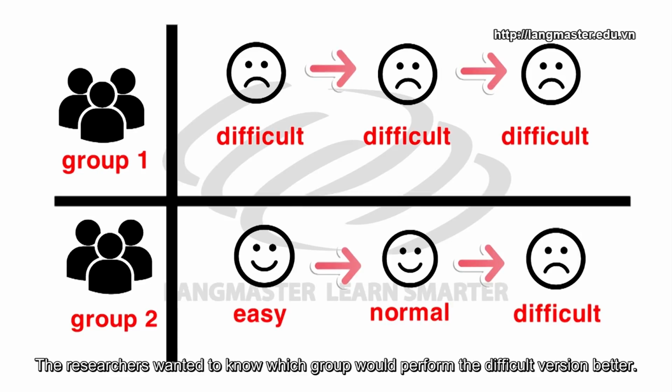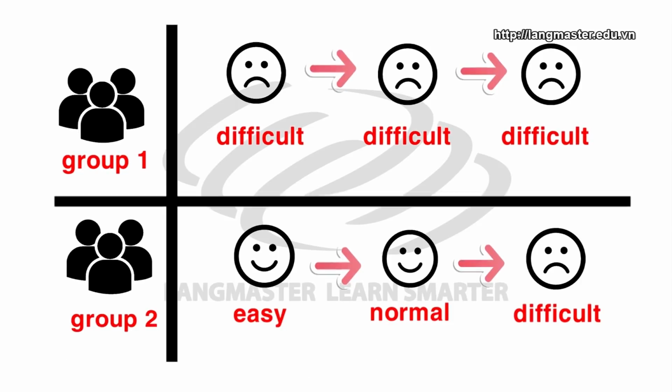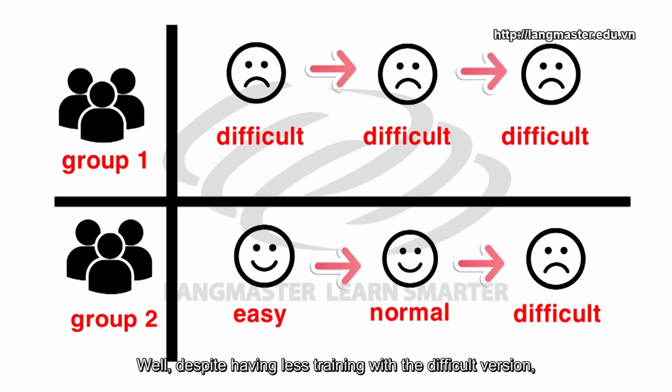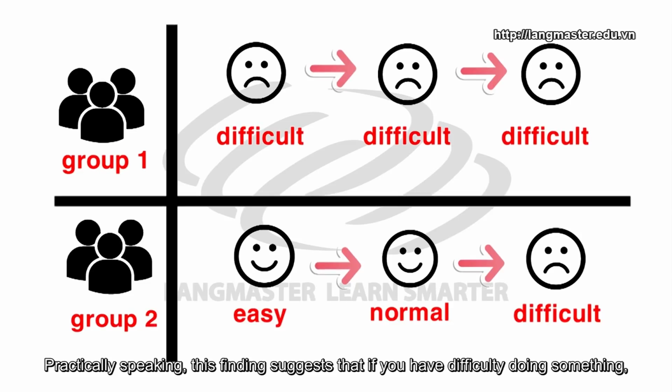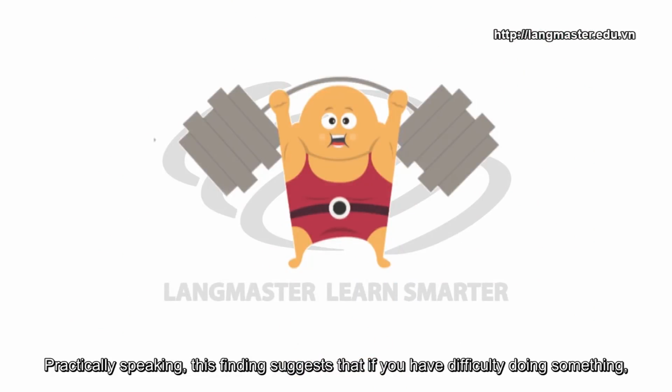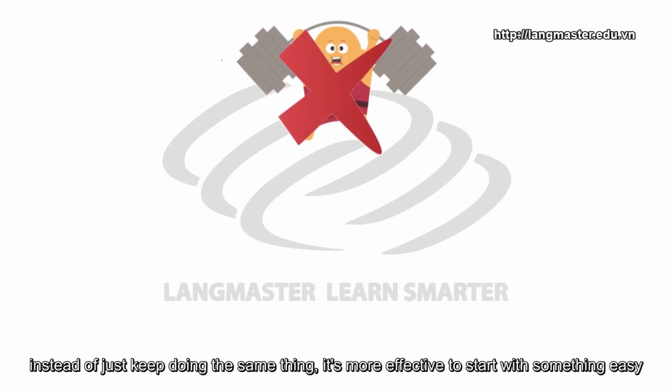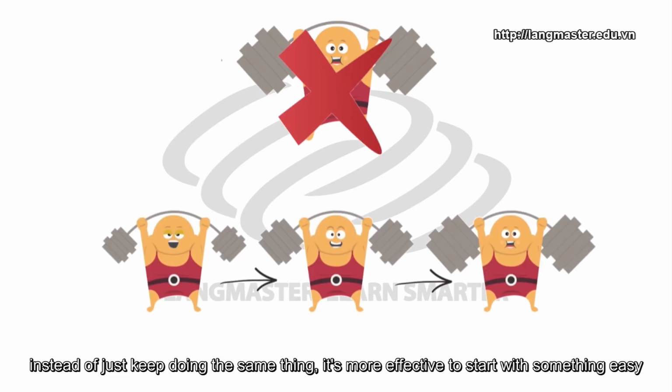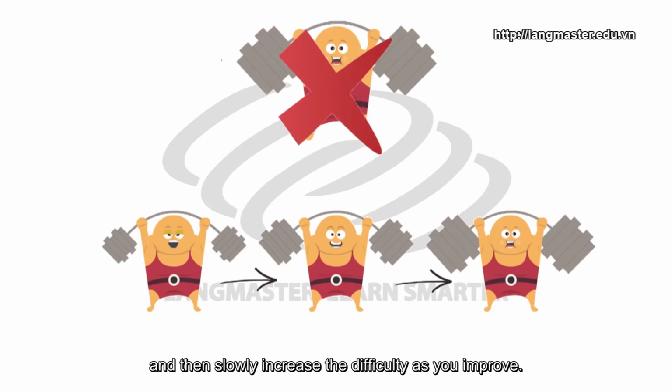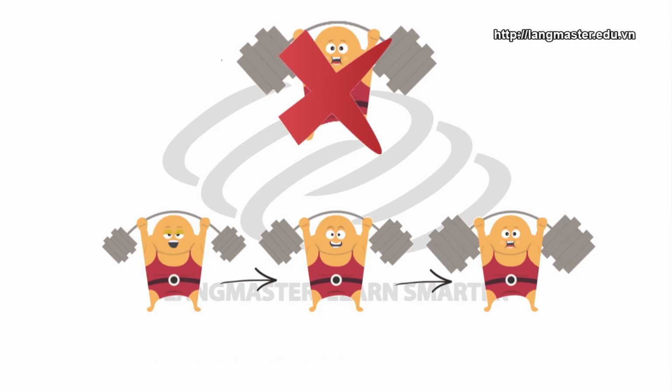The researchers wanted to know which group would perform the difficult version better. So what was the result? Well, despite having less training with the difficult version, the second group actually performed better. Practically speaking, this finding suggests that if you have difficulty doing something, instead of just keep doing the same thing, it's more effective to start with something easy and then slowly increase the difficulty as you improve.